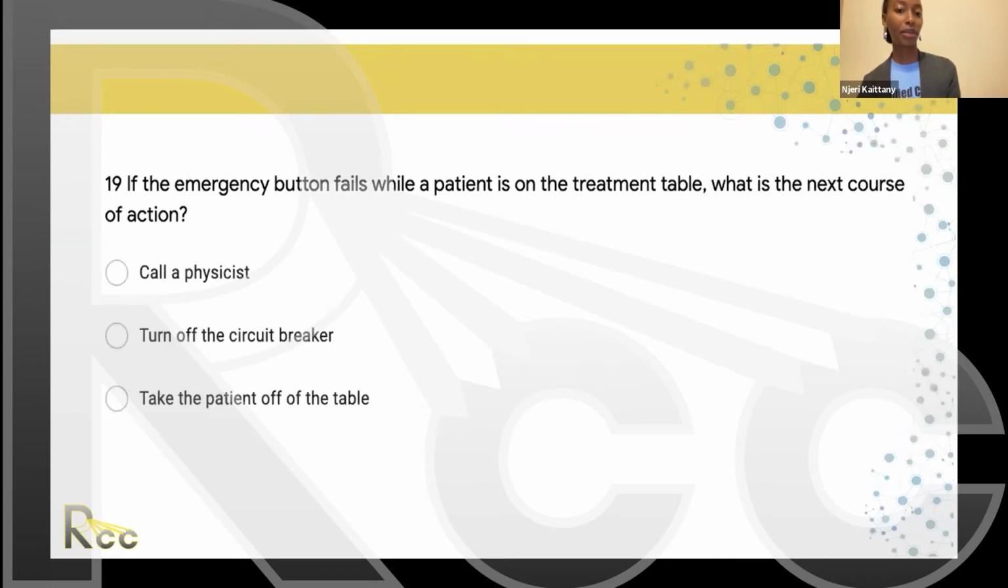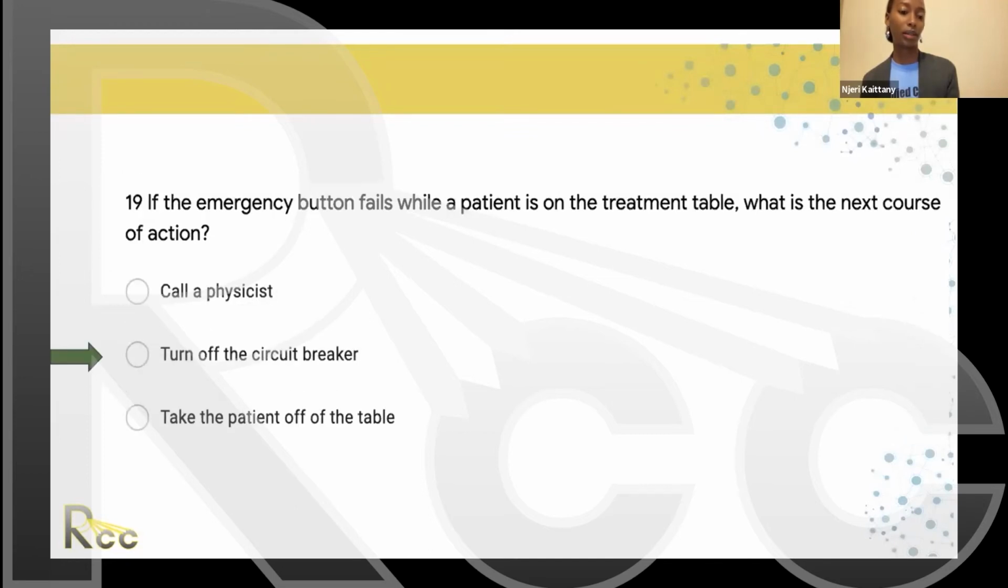If the emergency button fails while a patient is on the treatment table, what is the next course of action? Okay, so you want to turn off your circuit breakers. Your circuit breakers all control the power going to your LINAC and also your table, all the mechanical controls. So that would shut the power off. That would be your next course of action.